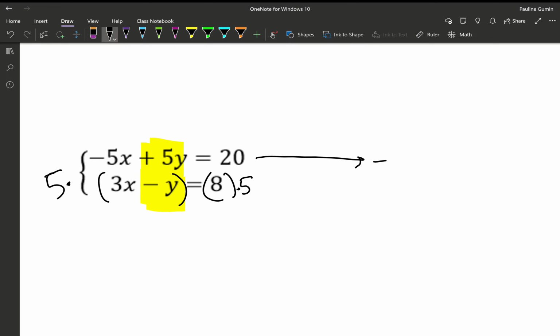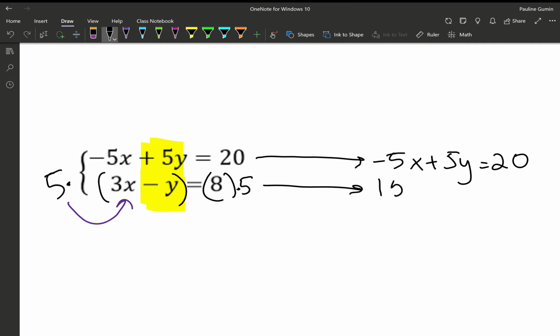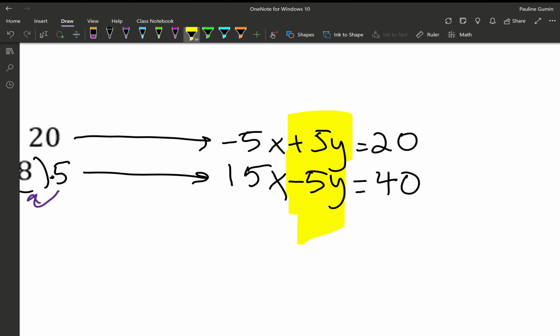The whole top equation stays the same. I'm just rewriting it over here. Bottom equation. 5 times 3x is 15x. 5 times negative 1y is negative 5y. And 5 times 8 is 40. We officially created opposites. Now we can add them, and the y's will be eliminated.